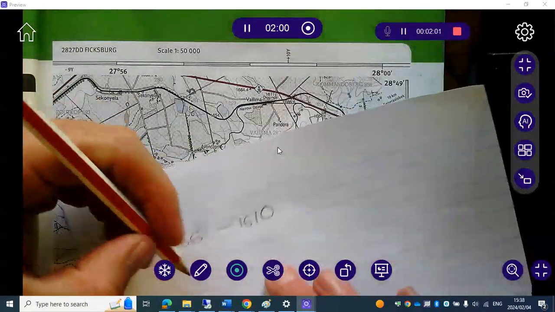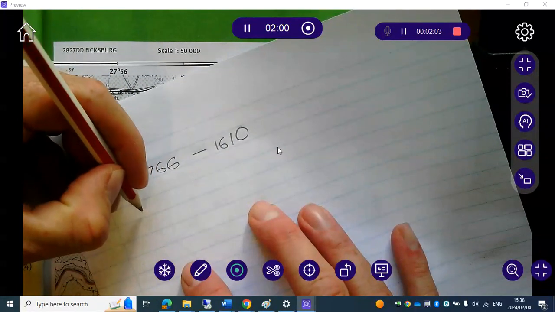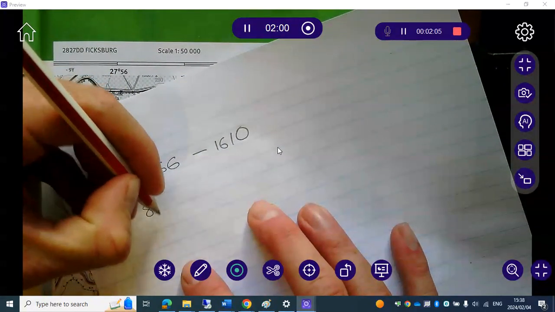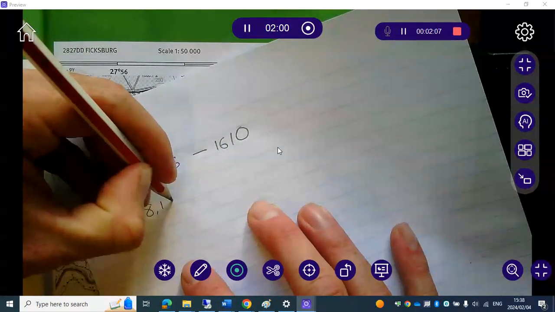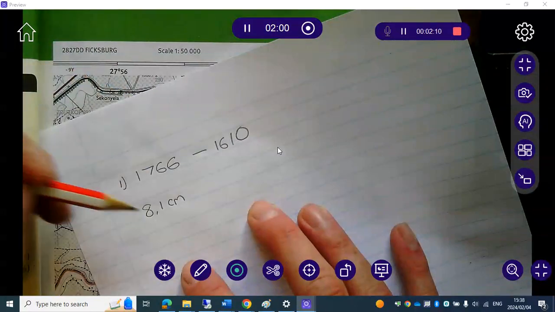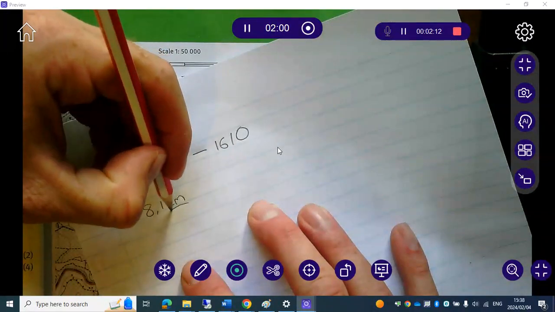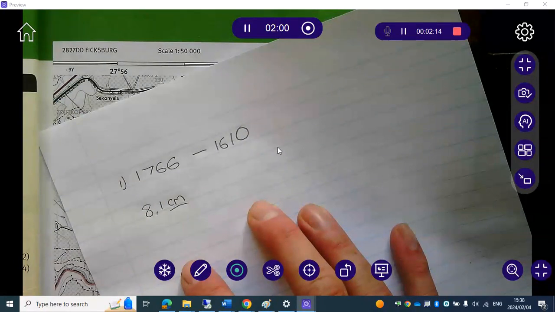So what we're going to do in here, we're going to take our piece of paper and write. Okay guys, so we've taken the measurement. It's 8,1 centimeters. Please make sure that you do indicate the unit. If you don't have the unit, no mark.